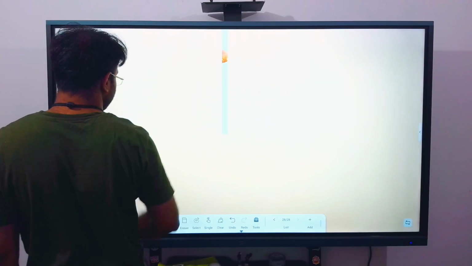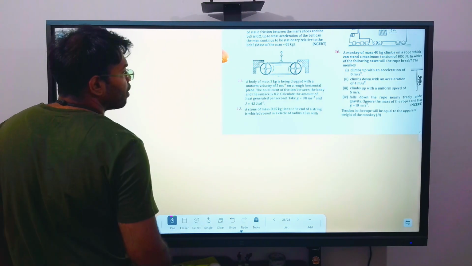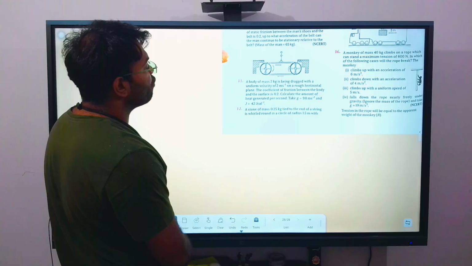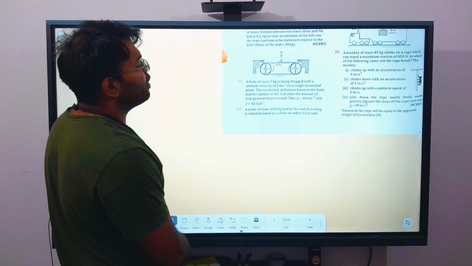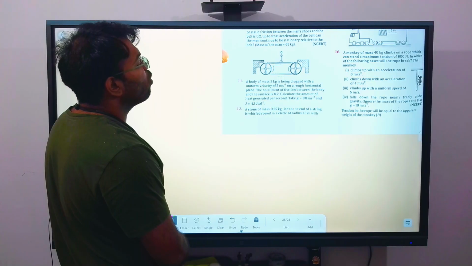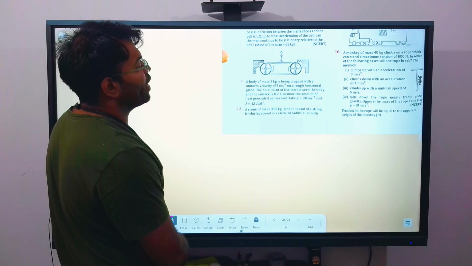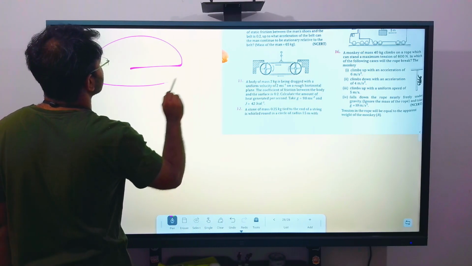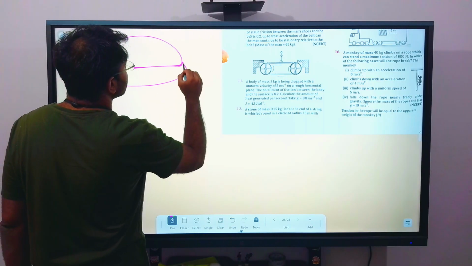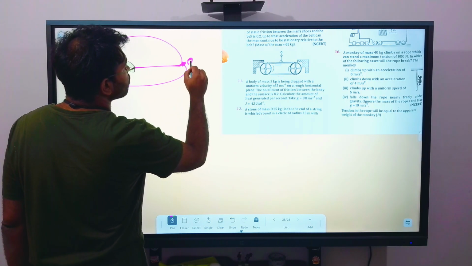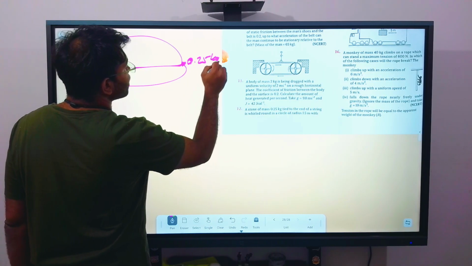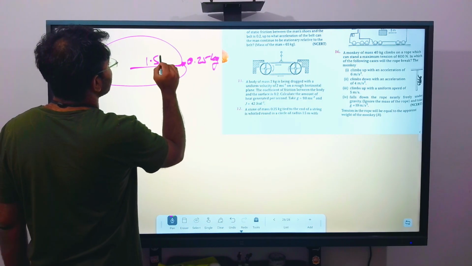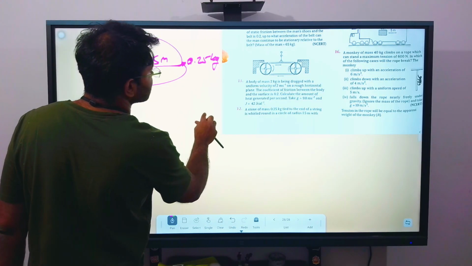Next. A stone of mass 0.25 kg tied to the end of a string is whirled around in a circle of radius 1.5 meters. 0.25 kg, that is 250 grams. This radius is 1.5 meters. What else have they asked us?